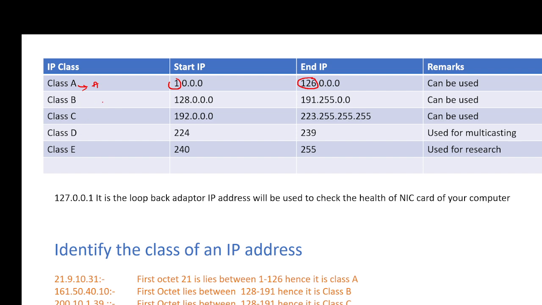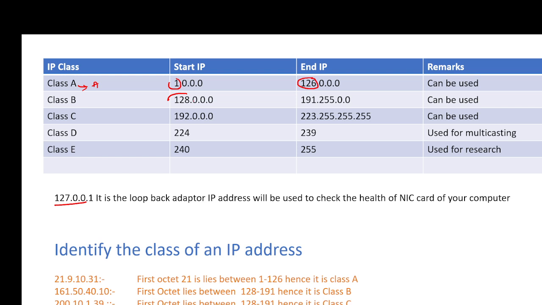If the IP address begins with 128, see, the continuity is there. After 1 to 126, it starts at 128. One number is missing, that is 127. I will tell you why. But the remaining numbers, 128 to 191. After 191, it starts 192 up to 223. After 223, it starts 224, and 224 to 239. After 239, it starts 240, and the maximum is 255. So the continuity is there from 1 to 255.